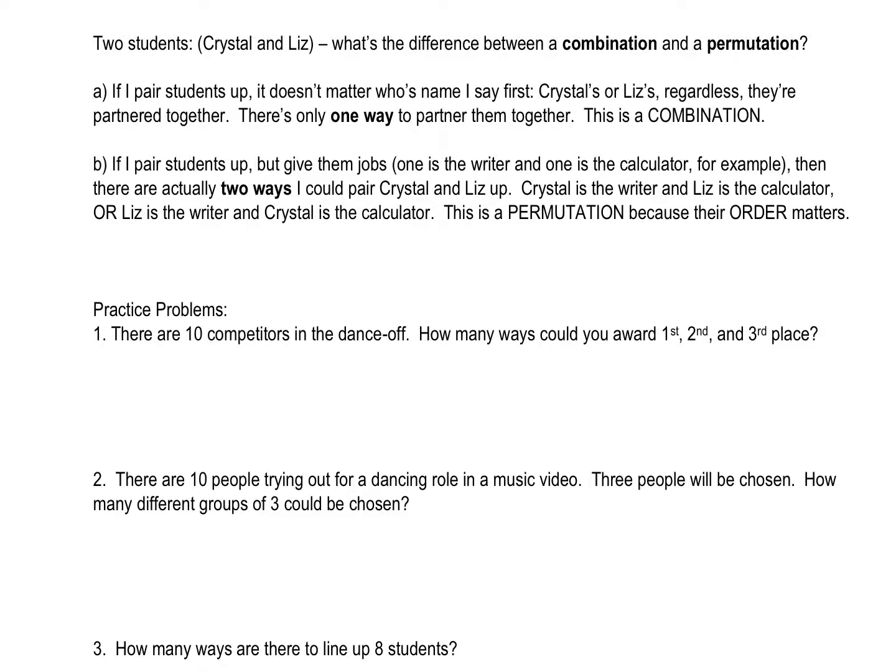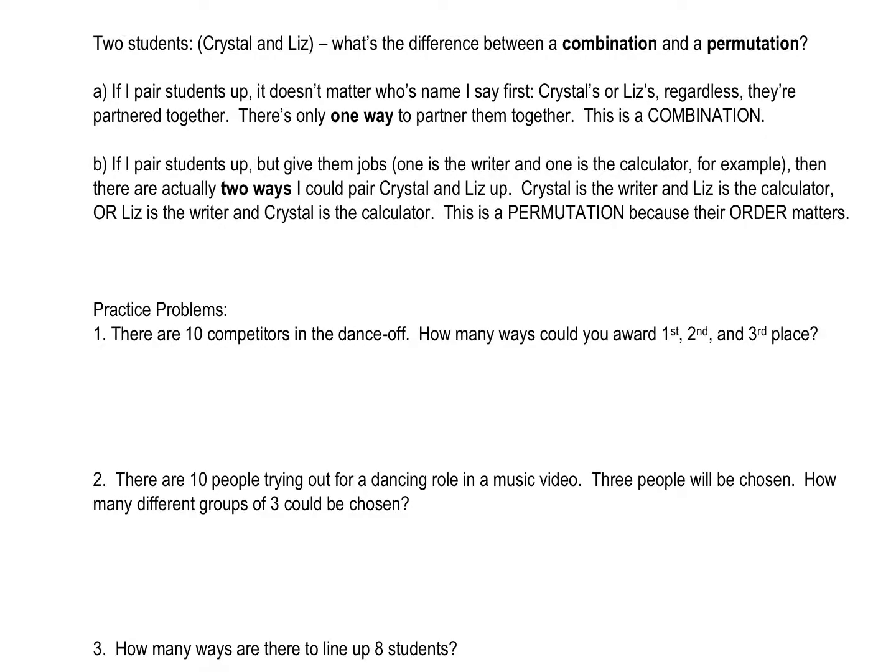However, if I'm pairing students up but I give them jobs, let's say I make one of them like the writer, they have to go to the board and write something down, and the other person is allowed to use the calculator, then there's actually two ways that I could pair them up. So Crystal being the writer and Liz being the calculator, or what if I called Liz's name first? Liz would be the writer and Crystal would be the calculator. That represents two different ways. That is a permutation because the order in which I say the names matters. It designates them a specific position. Okay, so that's the big difference between combination and permutation. So start kind of thinking about that.